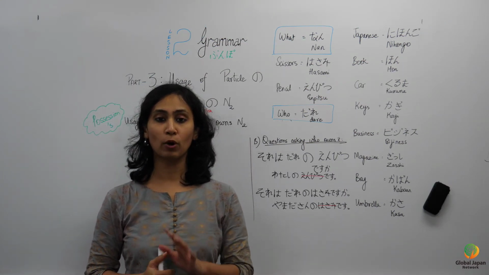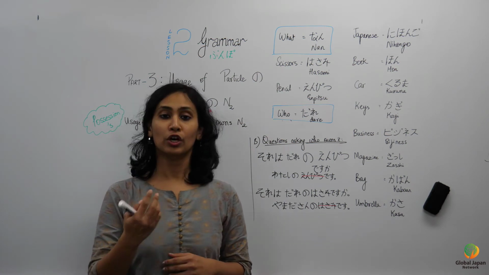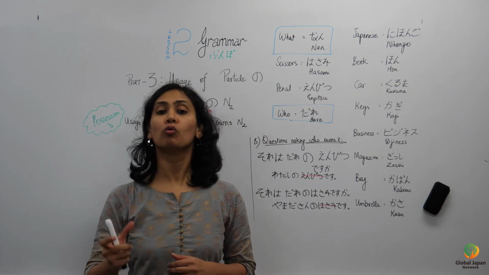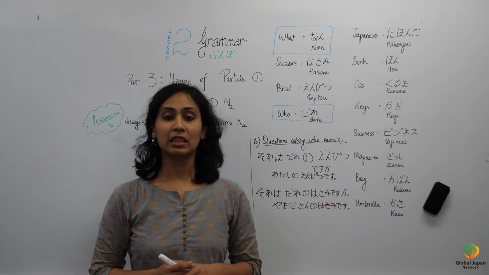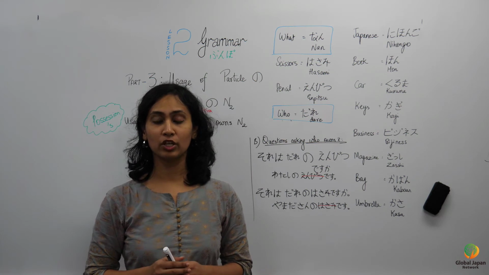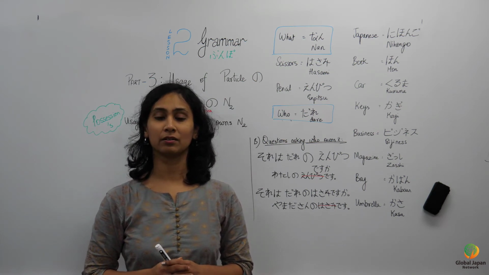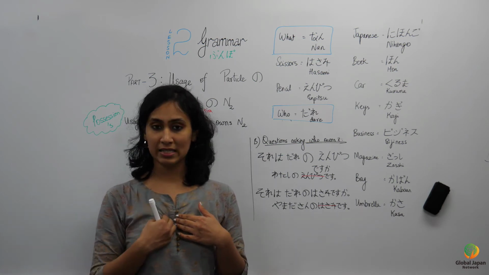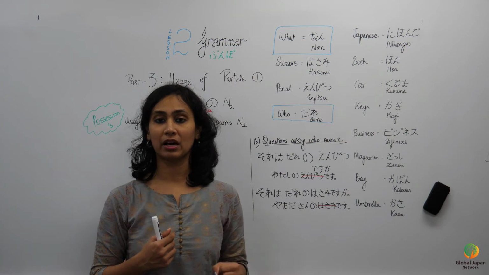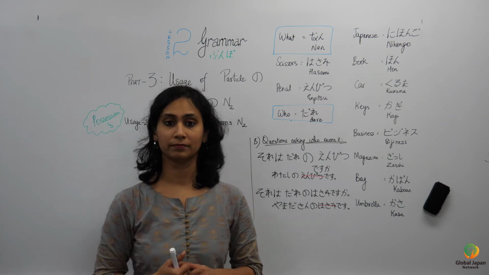Time for you to try some activity. I will tell you an object and tell you where the object is. You have to ask me who owns the object. Okay, let's begin. The object which I am giving you is umbrella. And the umbrella is with me. You have to ask me whose umbrella is that. A moment for you to think.